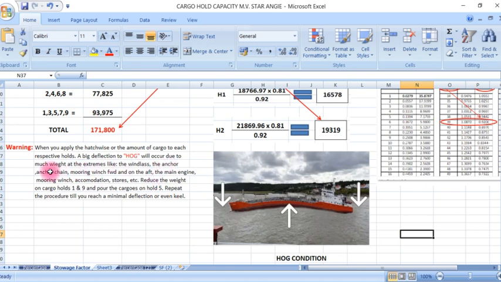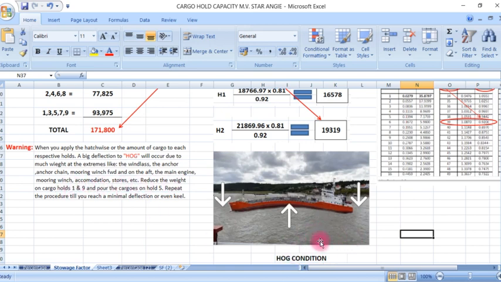It will occur due to much weight on the extremes, meaning the extremes forward and aft, like the windlass, anchor chain, mooring winch forward, and on the aft, the main engine, the mooring winch, accommodation, stores, etc.